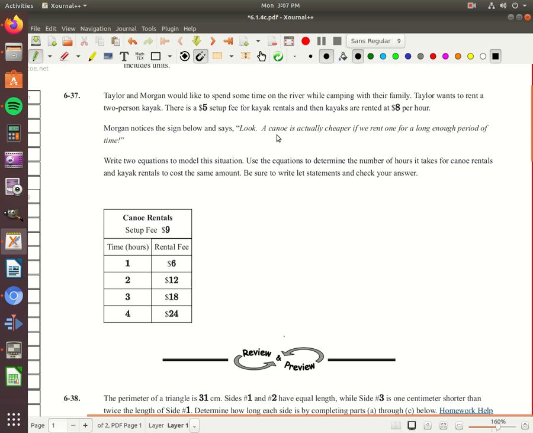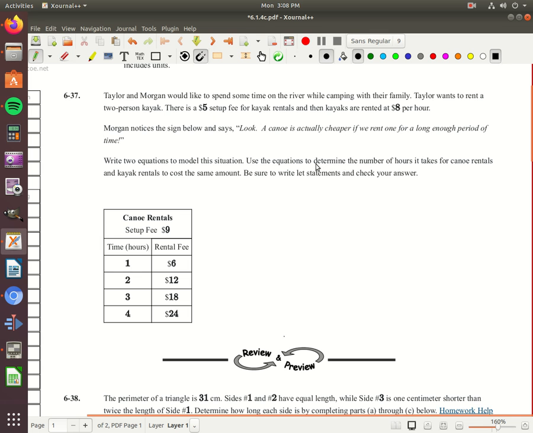Taylor and Morgan would like to spend some time on the river while camping with their family. Taylor wants to rent a 2-person kayak. There's a $5 setup fee for kayak rentals, and then kayaks are rented for $8 an hour. Morgan notices a sign below and says, look, a canoe is actually cheaper if we rent one for a long enough period of time. Write 2 equations to model this situation. Use the equations to determine the number of hours it takes for the canoe rentals and the kayak rentals to cost the same amount of money.